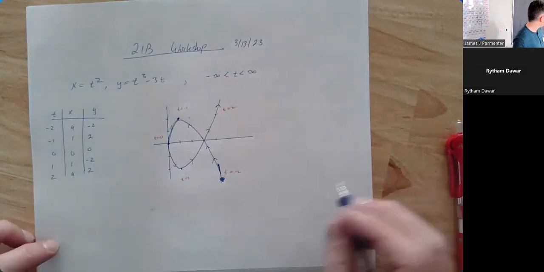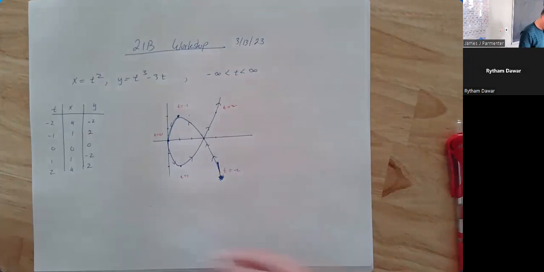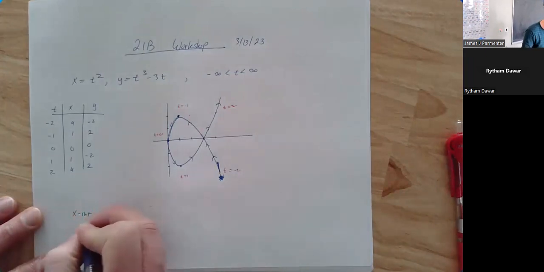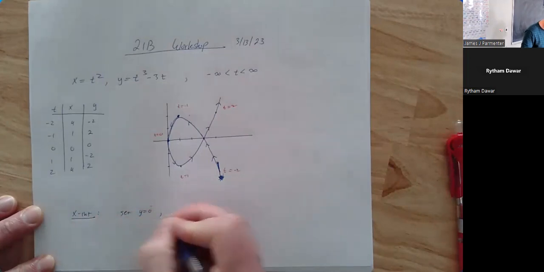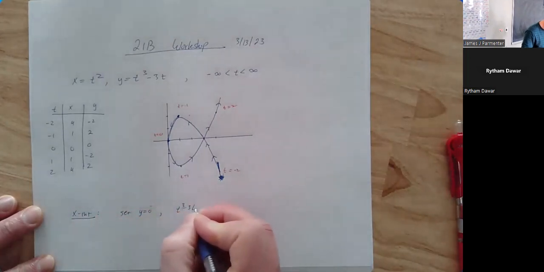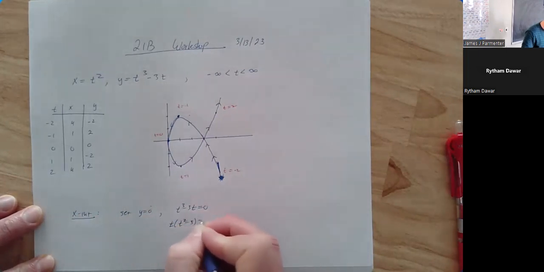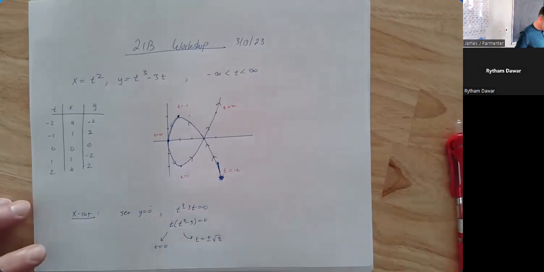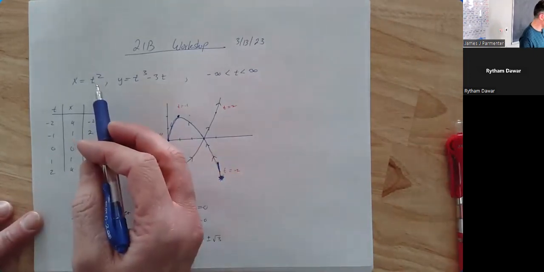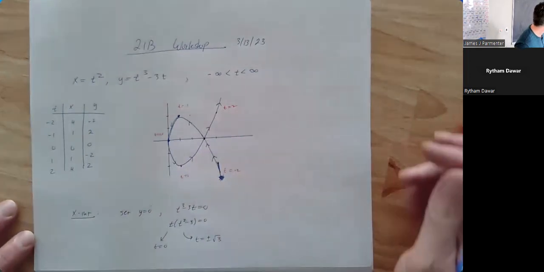And you could certainly find this point of intersection on the x-axis just like you usually would. Usually to find the x-intercepts, we set y equal to 0. So that would be setting t cubed minus 3t equal to 0. Factor out a t. So you either get t equal to 0 or t equal to plus or minus √3. And when t equals plus or minus √3, x is t squared, which is just 3, which is how I knew that that was the point right there.